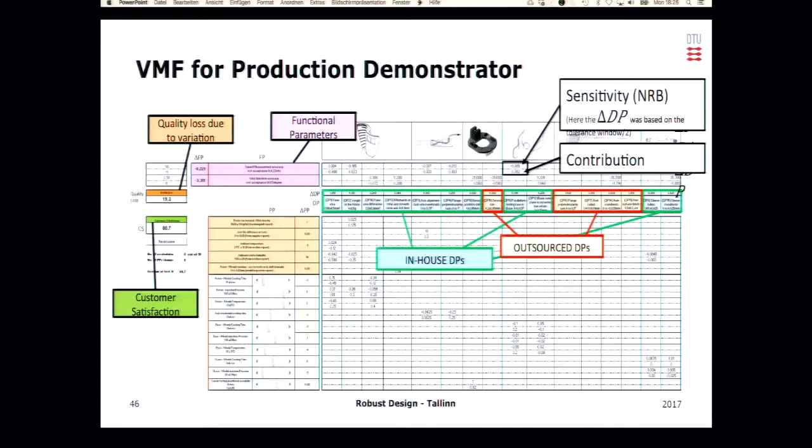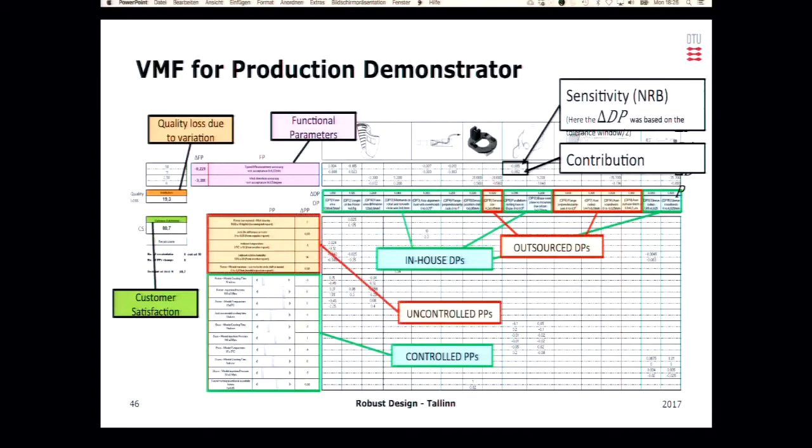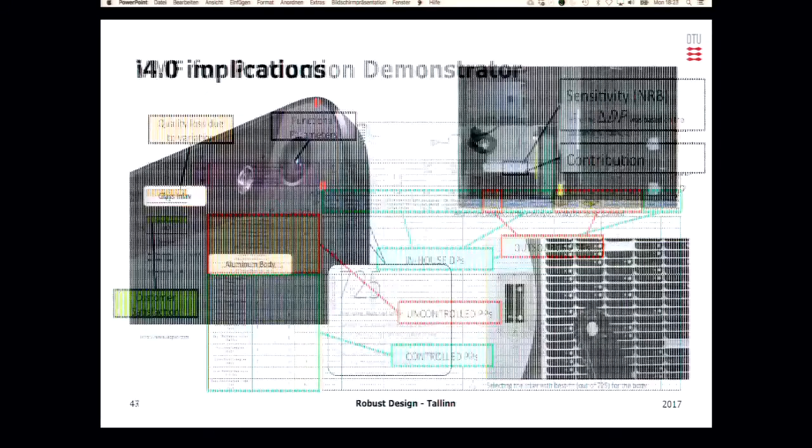And then we can also do the same in our production processes. So the in-house ones are related to the process parameters we can control and the uncontrolled noise parameters in our production process. So now we have a tool with which we can manage variation and quality throughout the process. I'll just give you one final example here before I close.